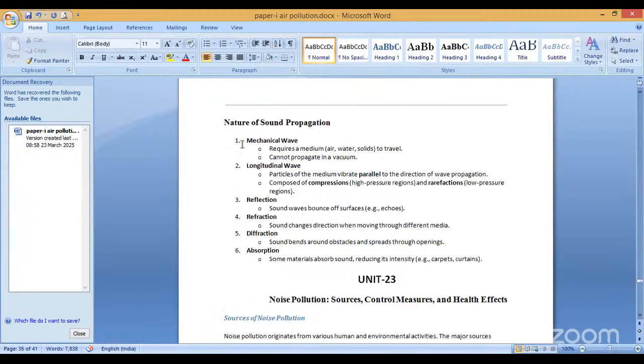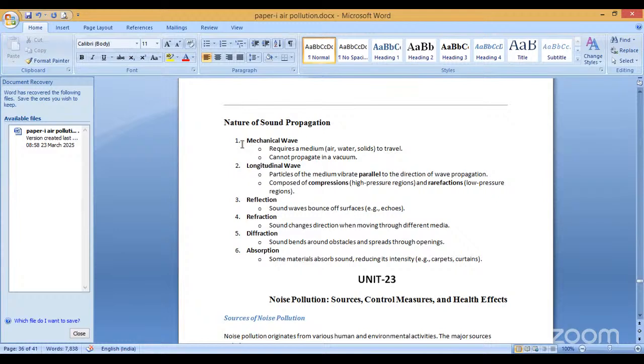Then, coming to the next one, the nature of sound propagation. Sound is a mechanical wave that requires a medium, such as air, water, or a solid, to travel. It cannot propagate in a vacuum. It is a longitudinal wave: particles of the medium vibrate parallel to the direction of wave propagation, composed of compressions, the high pressure regions, and rarefactions, the low pressure regions.